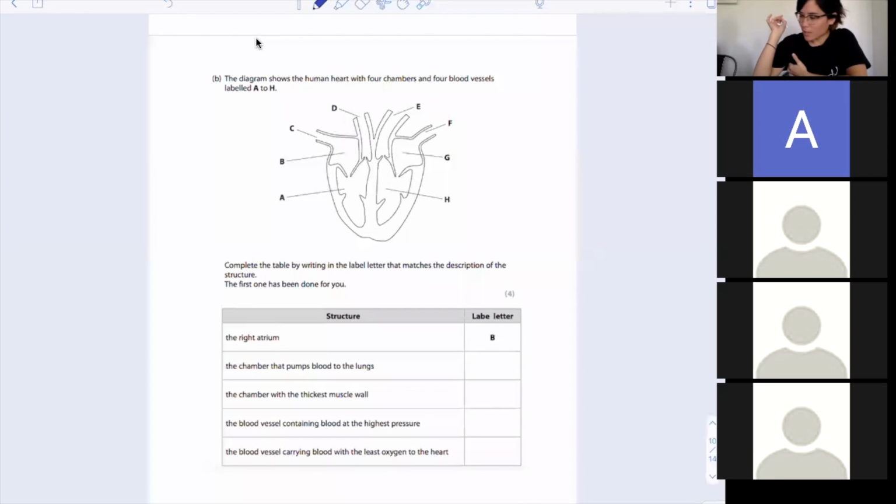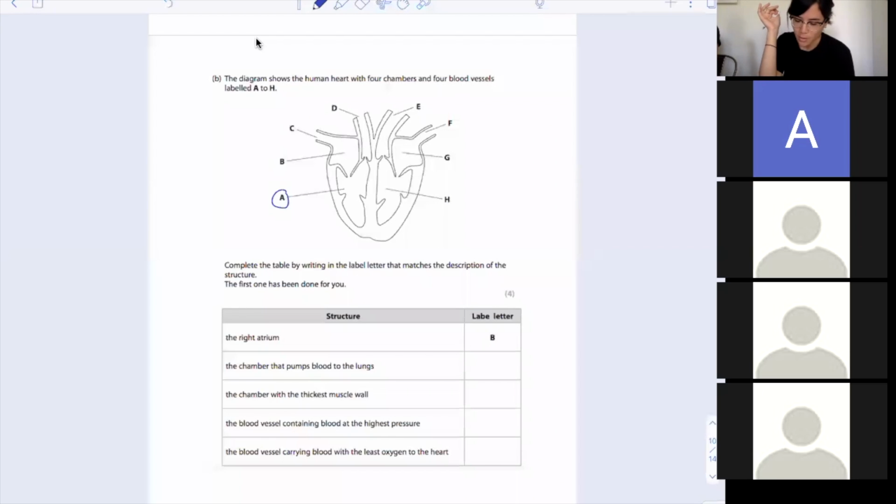So the correct answer here is A, the chamber that pumps blood to the lungs is this one, because remember it's going to be carrying deoxygenated blood, and that blood is going to leave via the pulmonary artery and go off to the lungs.